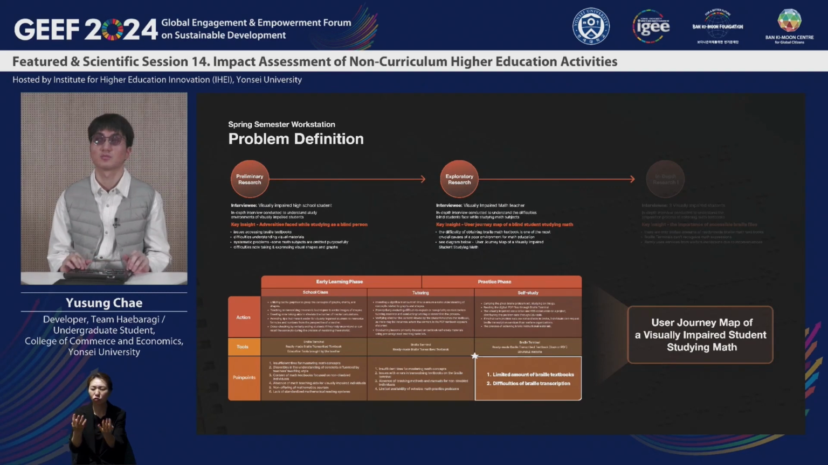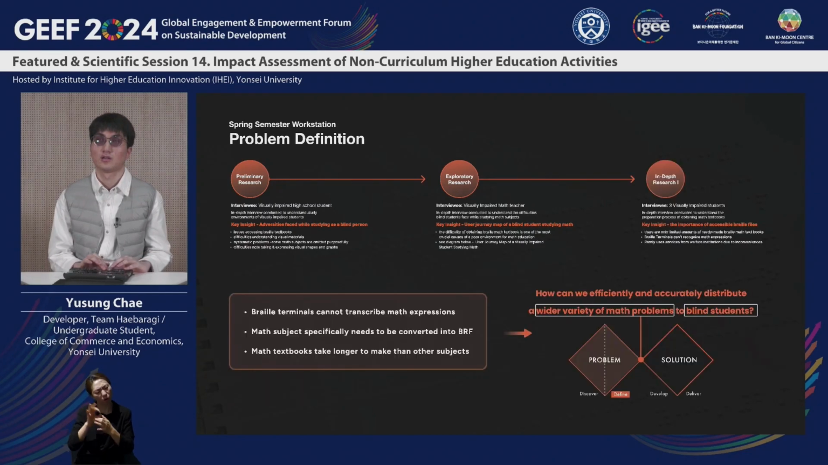And in particular, we focused on the difficulty of getting the appropriate learning materials, which has nothing to do with the student's ability to learn. It's sad that even the best math students have to give up studying more in-depth materials because they're not able to access appropriate math textbooks.